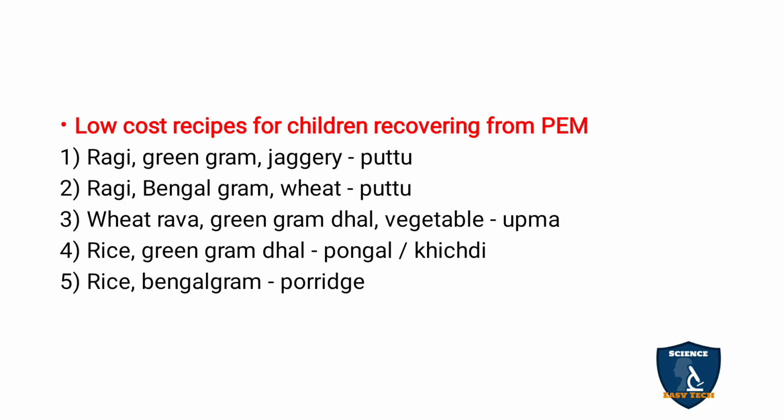You can use low cost recipes for children recovering from protein energy malnutrition, like ragi, green gram, jaggery. You can make a puttu and give it. Similarly, ragi, Bengal gram, wheat puttu, then wheat rava, green gram dal, vegetable upma can be done. Rice, green gram dal, pongal or khichdi can be done. With rice and Bengal gram, you can prepare porridge and give.